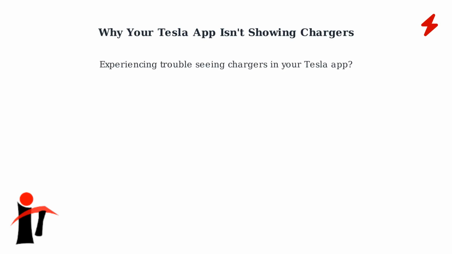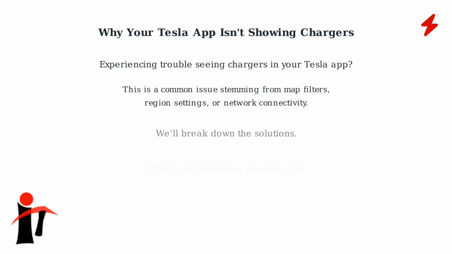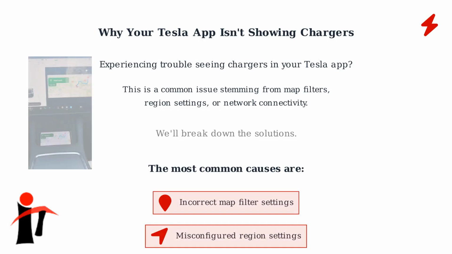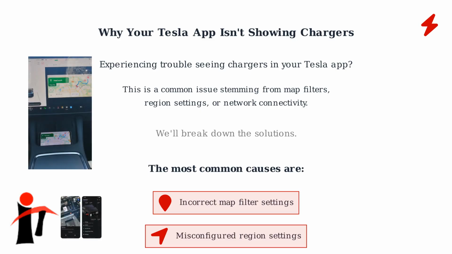Experiencing trouble seeing chargers in your Tesla app? This is a common issue stemming from map filters, region settings, or network connectivity. We'll break down the solutions. The most common causes are incorrect map filter settings, misconfigured region settings, and network connection problems on your phone or with Tesla's servers. We'll show you how to diagnose and fix each of these issues.